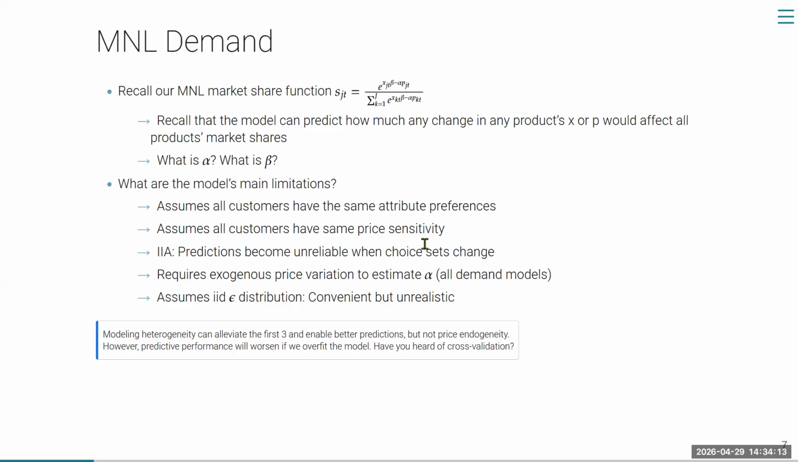Adding heterogeneity to the model is going to reverse these first 2 limitations and substantially alleviate this third limitation. Finally, the fourth one is it requires exogenous price variation. Heterogeneity is not going to affect that at all. We will still require exogenous price variation. And finally, the specific distribution of the epsilons is very convenient, but it's also quite unrealistic, specifically in the assumption that the draws are all independent across people and products and choice occasions. So heterogeneity will not affect these final 2 limitations.